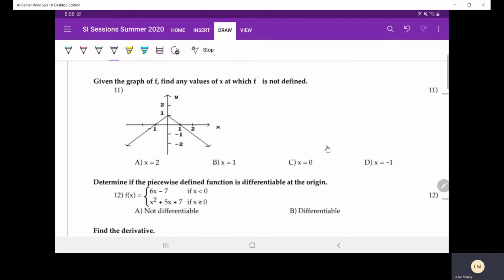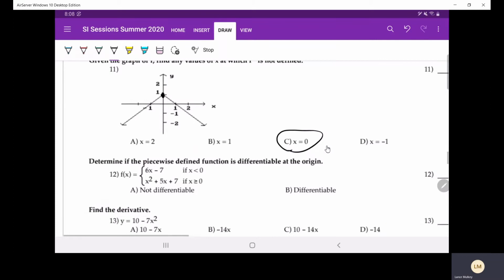Given the graph of f, find any values of x for which f prime is not defined. Remember, for the absolute value of x, the derivative at 0 does not exist because the limit from the left does not equal the limit from the right. So you have a point at x equals 0 where the derivative does not exist. That's what I'm trying to say.